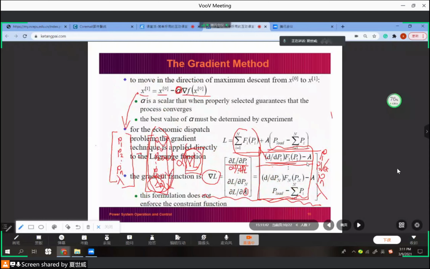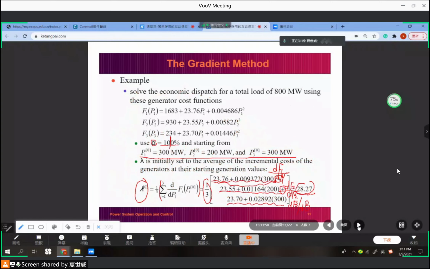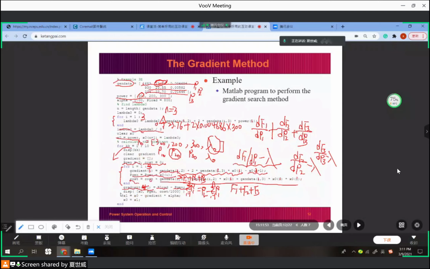Okay, dp1 df1 for generator n. This is for the L over lambda. So we have calculated this. So the next step, we just display. This is just display. X0 is display. Okay. Next, x1 equals x0 minus alpha multiply delta L.